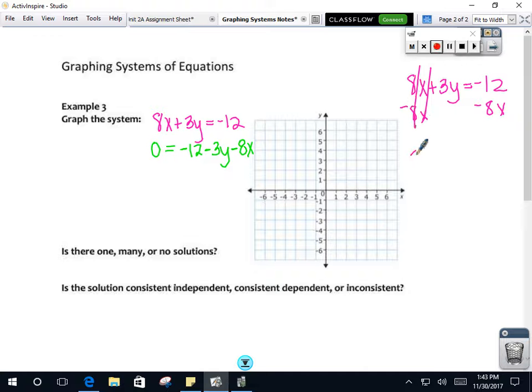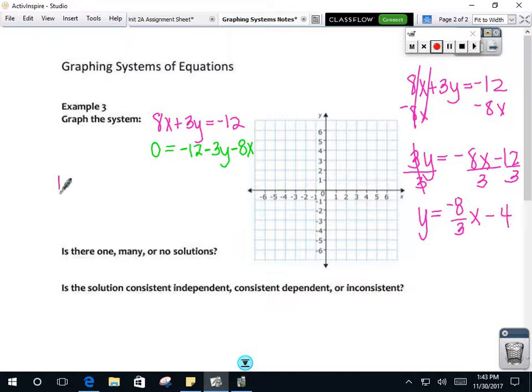Now I have 3y equals negative 12 minus 8x, or negative 8x minus 12. Now what do I need to do? Divide by 3. And I'm left with y equals, well, can I reduce that fraction? No, so it's just negative 8 over 3x. And then can I reduce the y-intercept to a negative 4? Okay, so now for the first line, my m is negative 8 over 3, and my y-intercept is negative 4.